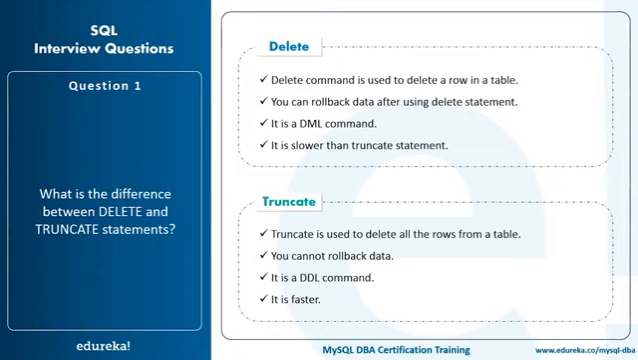So if anyone asks you the difference between the delete and the truncate statements, don't forget to mention that the truncate statement is definitely faster than the delete statement, and the truncate statement is from the data definition family and the delete statement is from the data manipulation family, right?